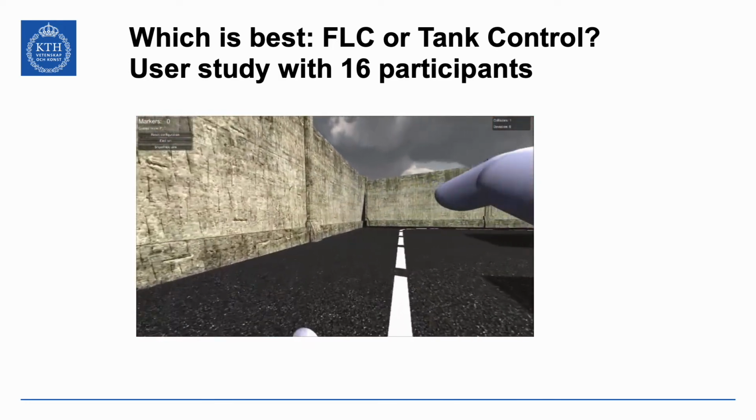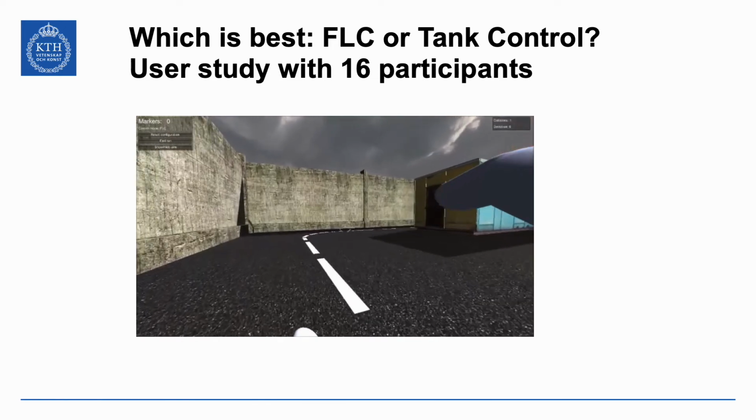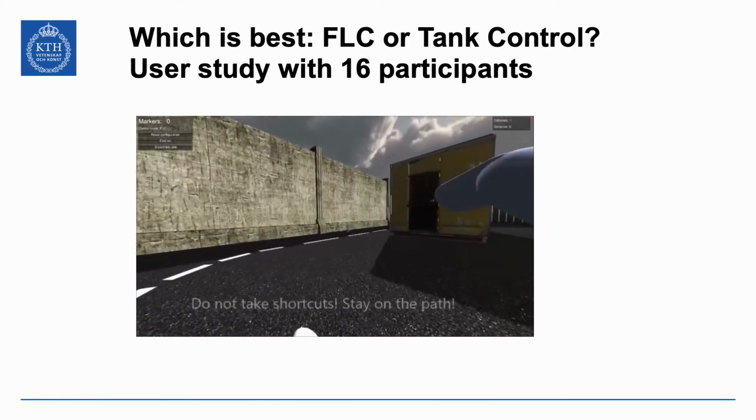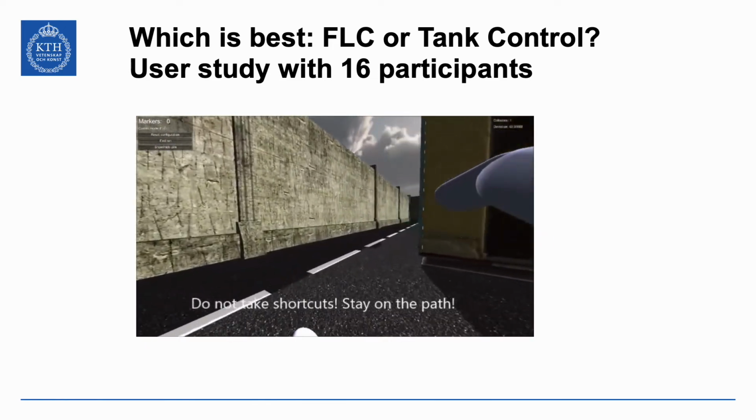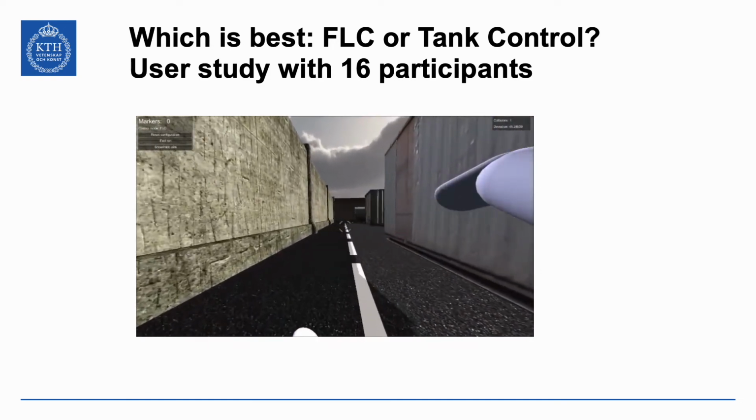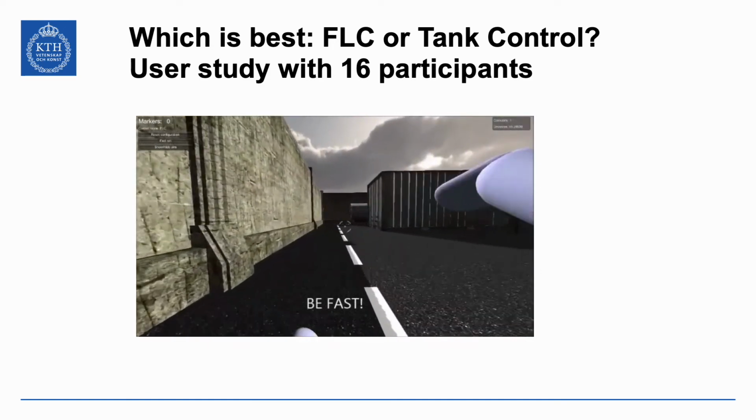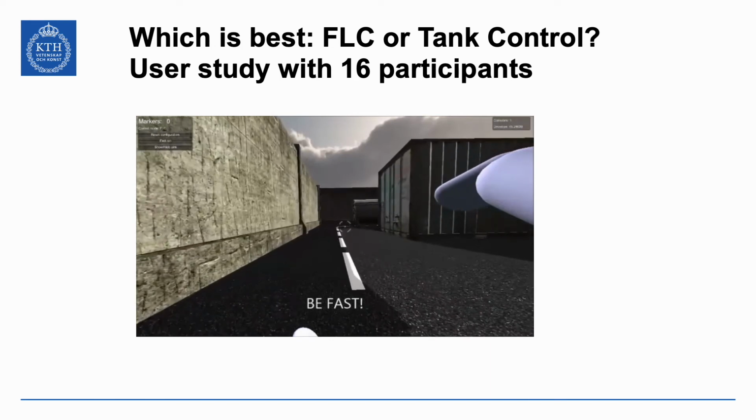We also tested another task, path following these white lines in the road, avoiding moving obstacles, static obstacles, and so on, and trying to complete the path as fast as possible, not bumping into objects, and also not taking shortcuts, as is illustrated here. This is part of the instruction videos for the 16 participants of the study, and try to be fast. So we did the study, we measured the outcome, and the results were as follows.